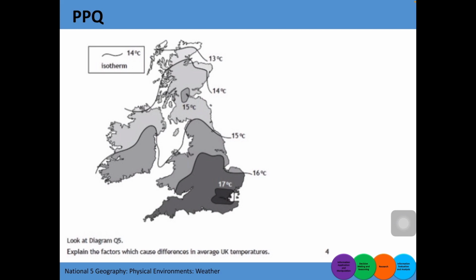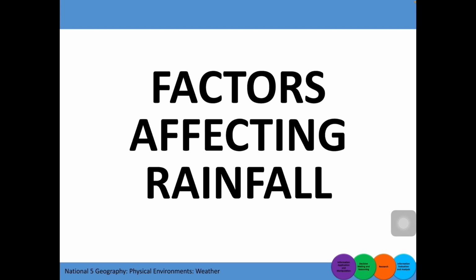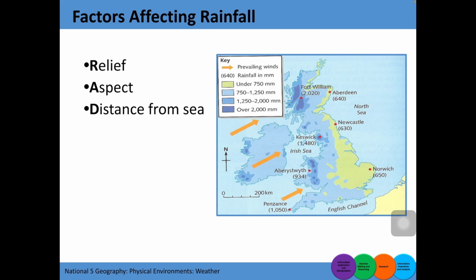The next topic we're going to look at are the factors that affect rainfall. Now, this question is much less frequently asked. However, it's still one that you need to know for your exam. When we're talking about factors affecting rainfall, we're essentially asking what is causing rainfall to occur. As you can see in this diagram, the dark blue areas are where we have the most rainfall, and the green areas are where we have the least amount of rainfall.